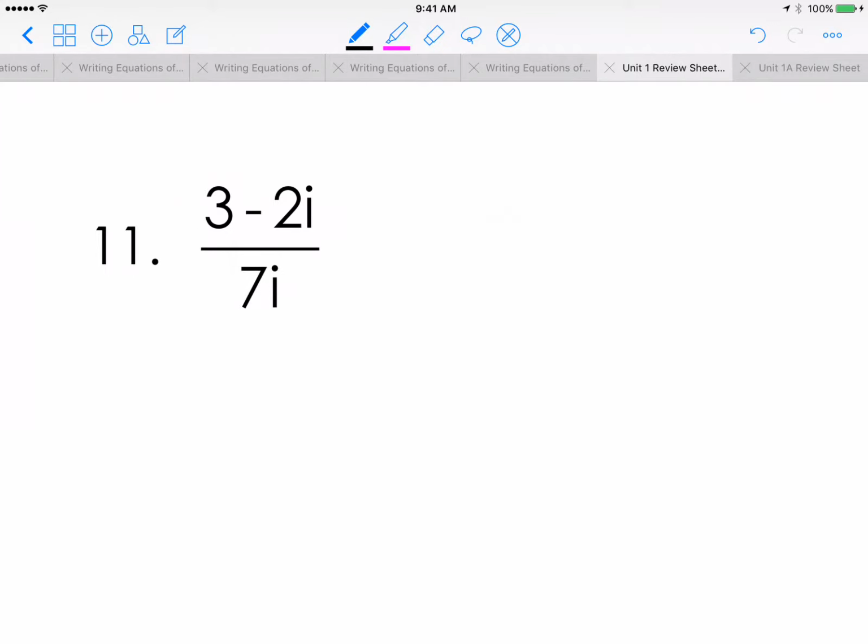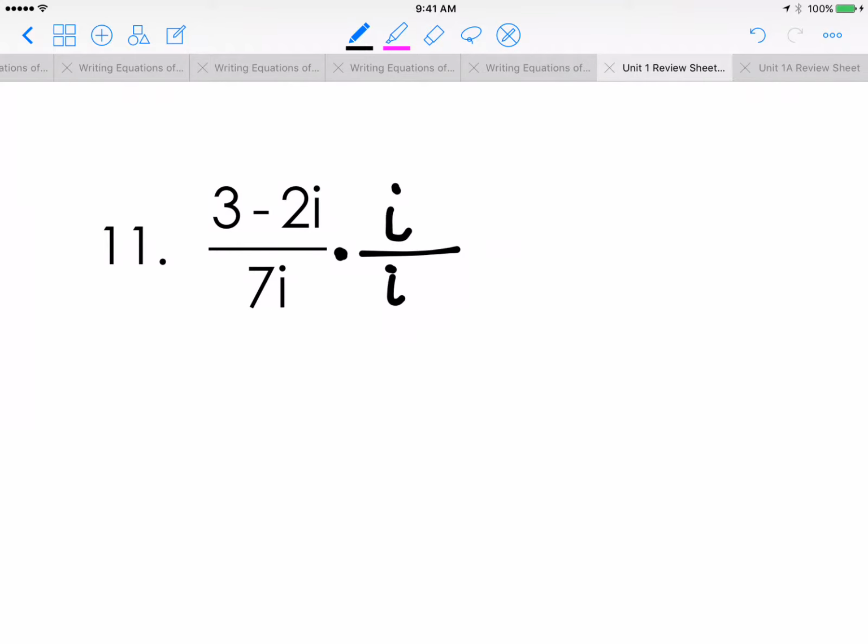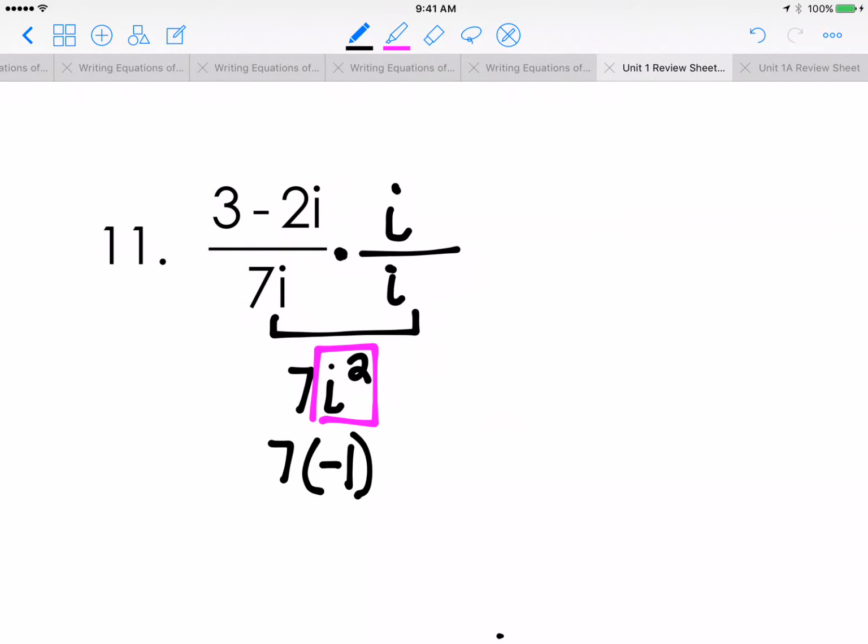Okay, 11. So we're not allowed to have i's in the denominator. To get rid of an i in the denominator for a monomial, that means one term, we can just multiply by i in the numerator and the denominator. So what happens when we multiply 7i times i? We get 7i squared. Then what do we do with the i squared? We get 7 times negative 1, which is negative 7. So in our denominator, we have a negative 7. Yay, we got rid of the i's.